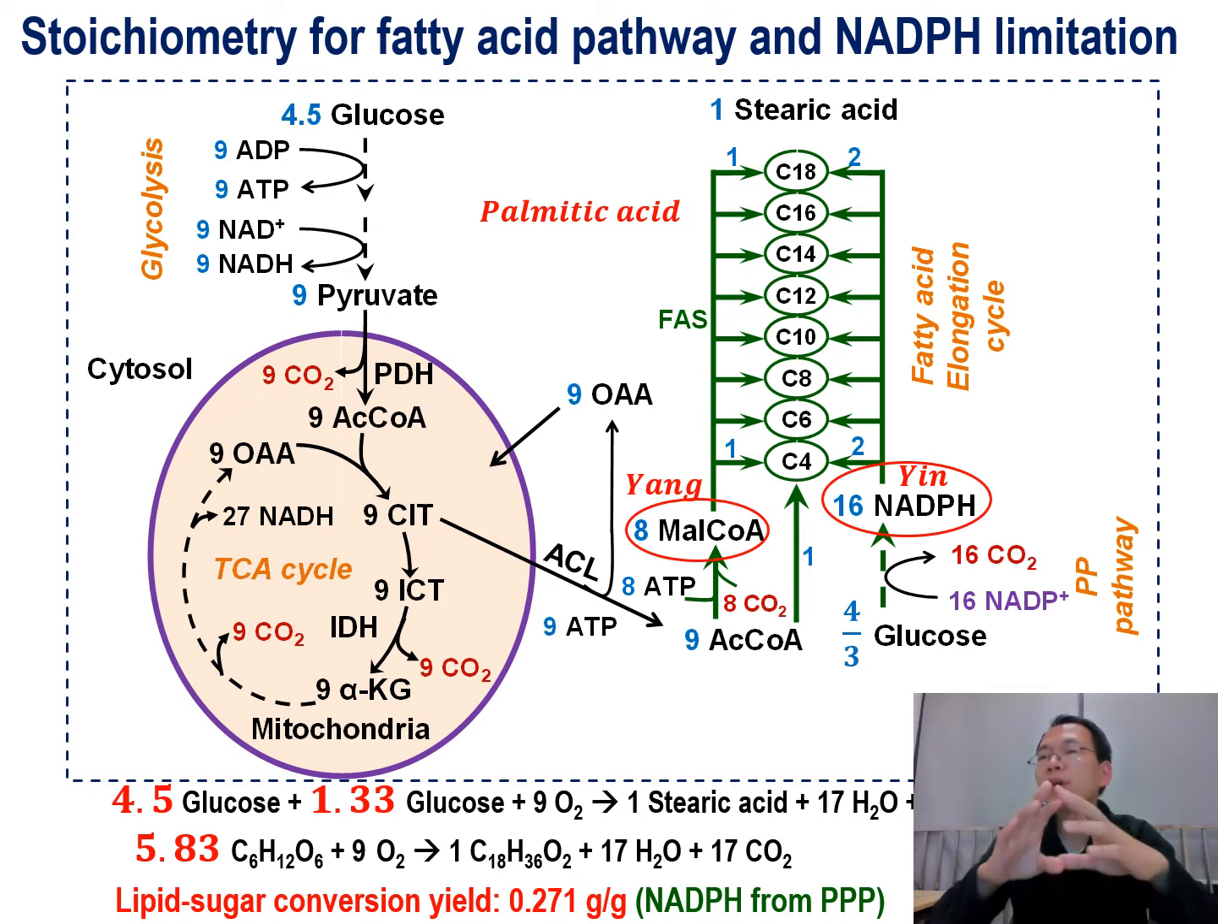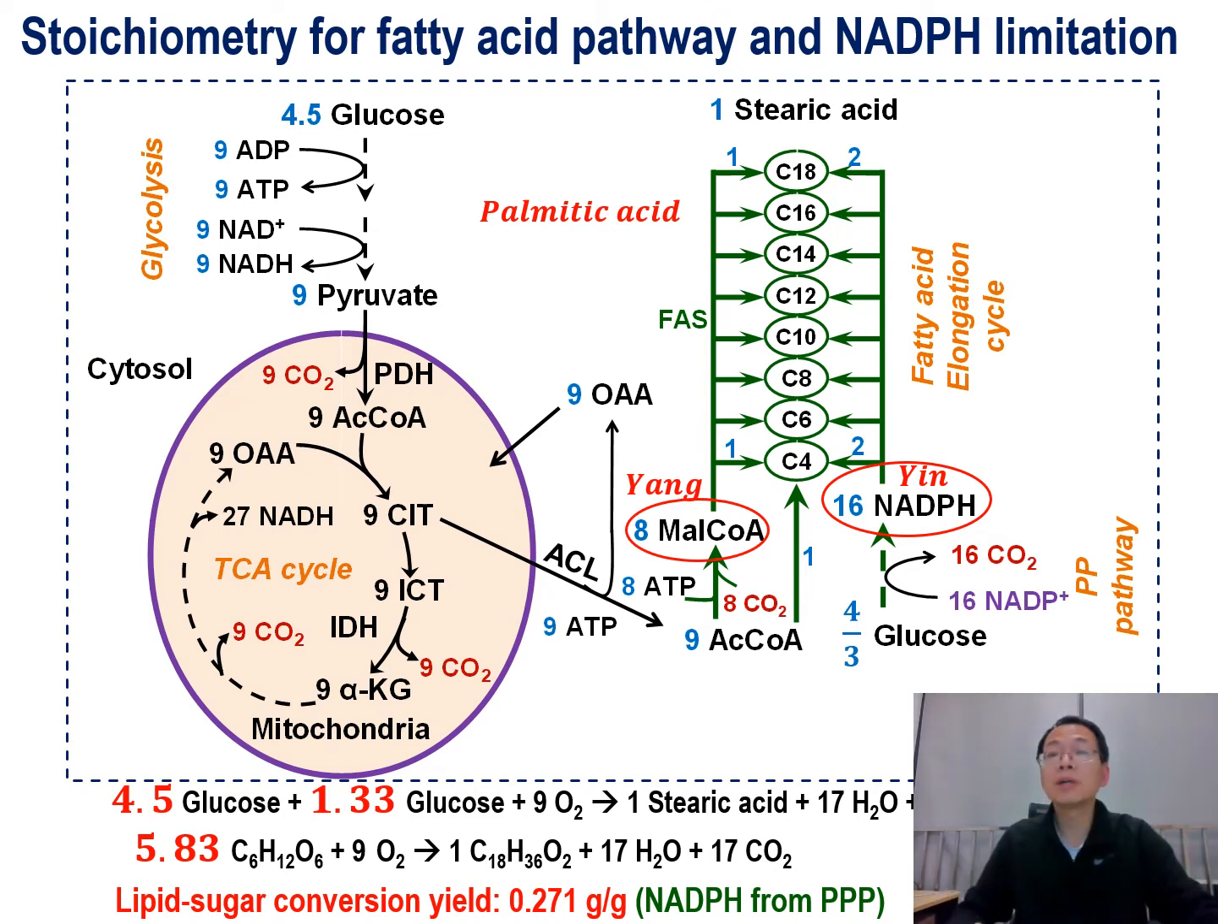All these 60 molar NADPH actually come from the splitting of additional 1.33 molar of glucose. As a result, overall mass balance you will need 5.83 molar of glucose to synthesize 1 stearic acid. So the lipid sugar conversion yield could be quite low. It's around 0.271 gram per gram.